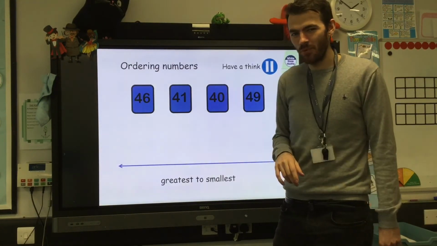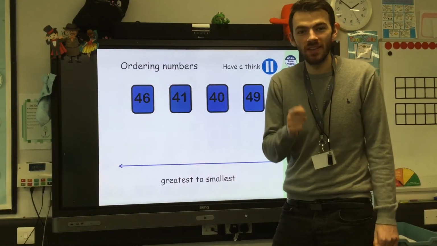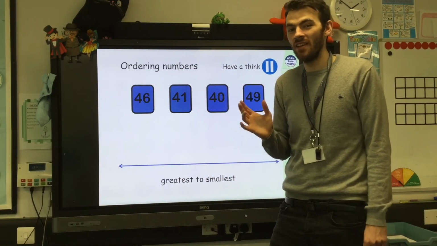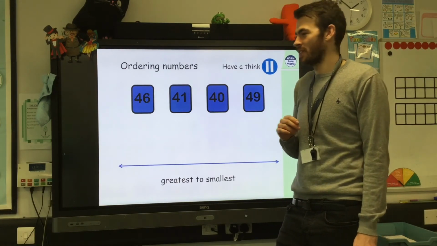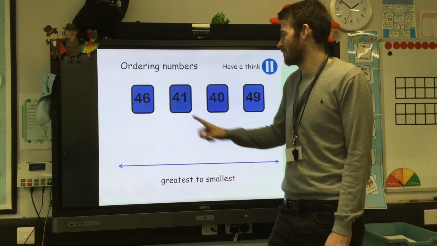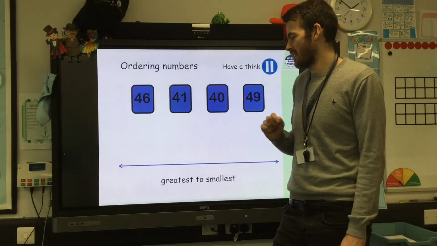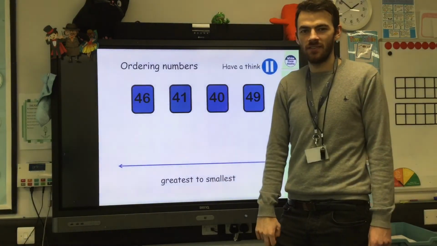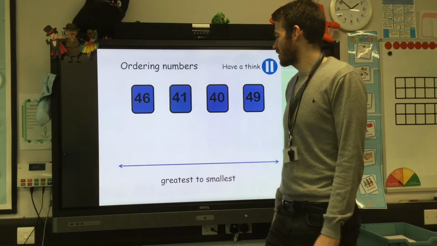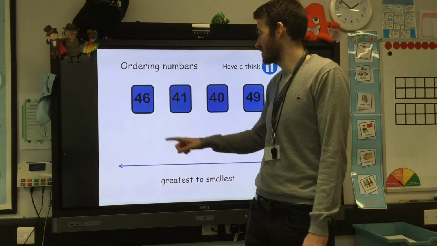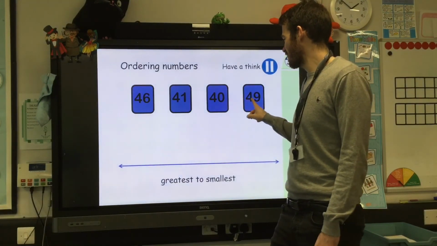In this example, we are going to order them from greatest to smallest. Remember, look at the tens first, and then if you can't order them using the tens, then look at the ones. So we have 46, 41, 40 and 49, starting with the greatest. So first we're going to look at the greatest amount of tens. 4 tens, 4 tens, 4 tens, 4 tens.